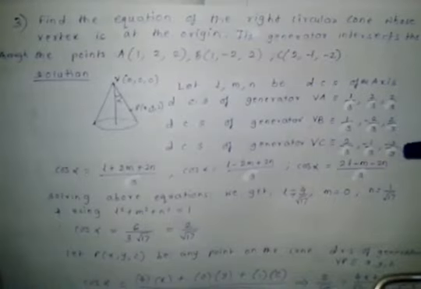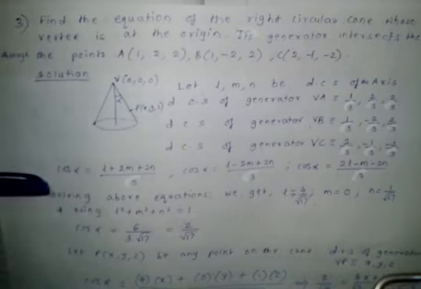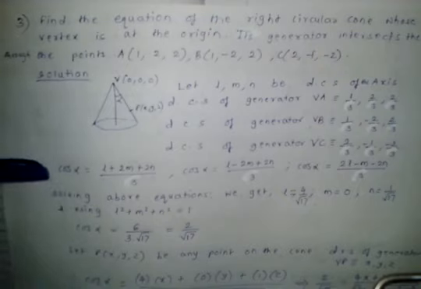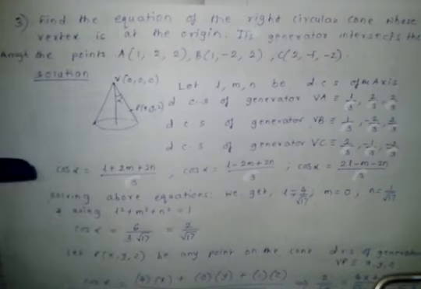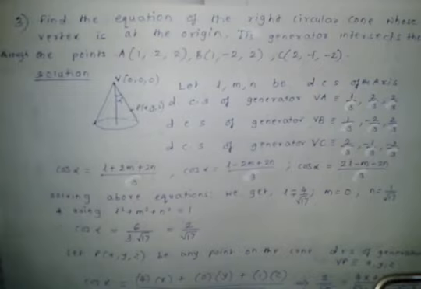Next, write down the direction cosines of the generator VA, the direction cosines of the generator VB, and the direction cosines of the generator VC. Now alpha, the semi-vertical angle, is the angle between the axis and any generator of the cone. Therefore, by using the formula for cos alpha as L1 L2 plus M1 M2 plus N1 N2, we get three expressions for cos alpha.